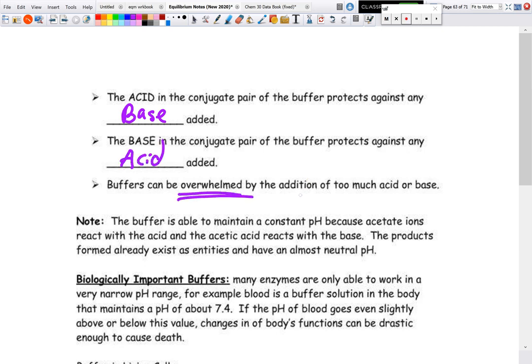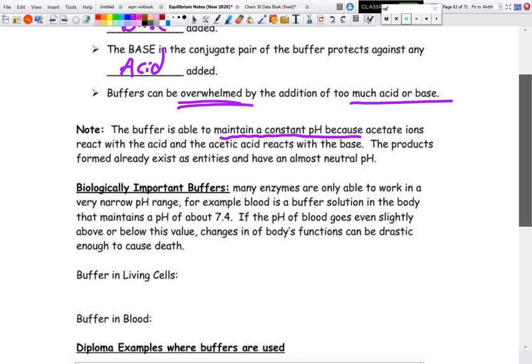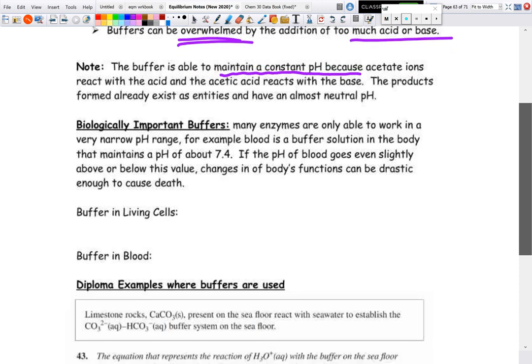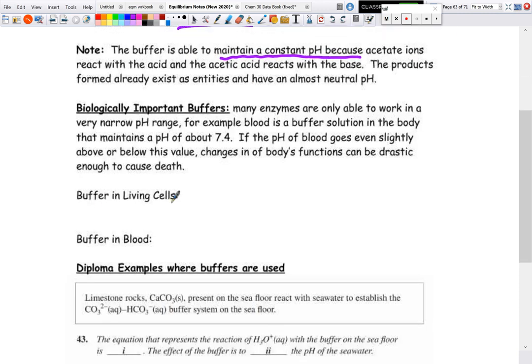Now, buffers can be overwhelmed if too much acid or base is used, but the thing you have to remember is that they maintain a constant pH, and that is the main thing right there. So we do have just some buffers right here that are kind of important.